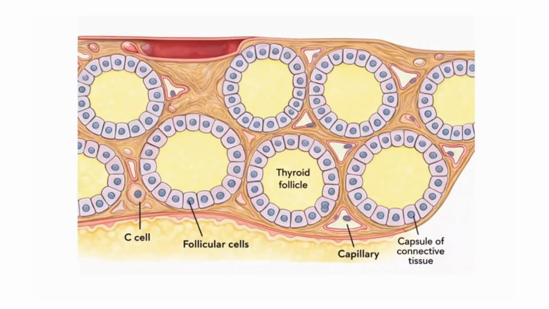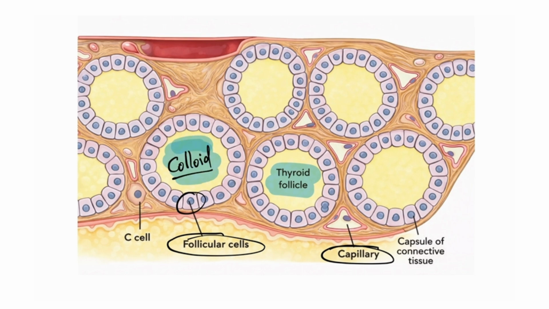First, visualize the thyroid follicle. There are three important components: blood vessel, follicular cell, colloid. All thyroid hormone synthesis revolves around these three.